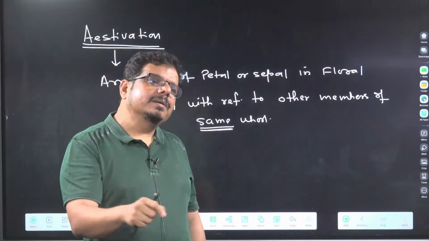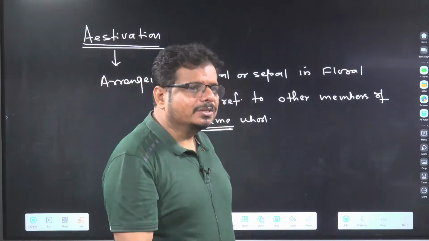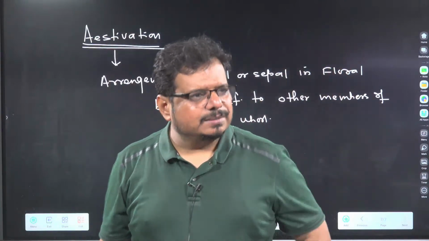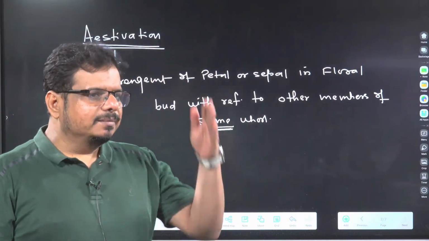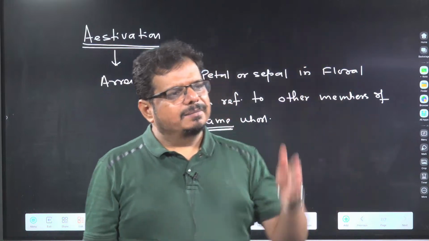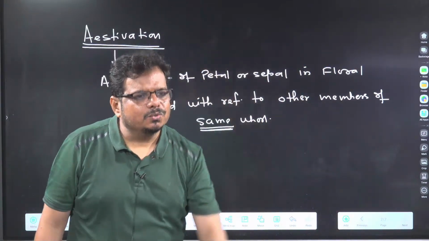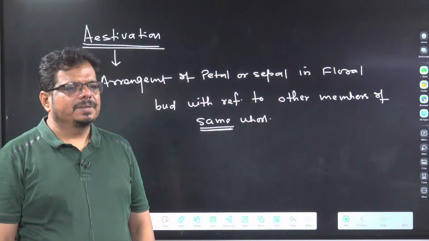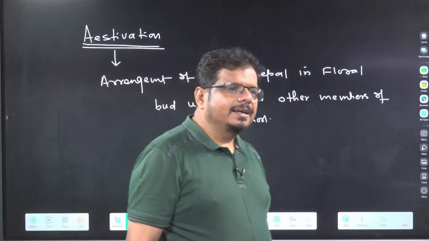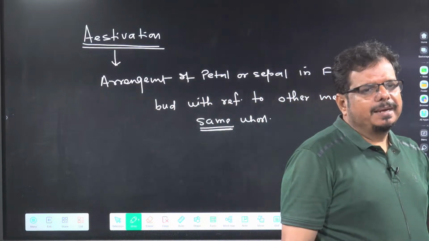Arrangement of petals or sepals in reference to other petals, or in reference to other members of the same whorl. So arrangement of petal in reference to other petals, arrangement of sepal in reference to other sepals. Understanding the idea? It is called what basically? Estivation. Picture came in the mind?